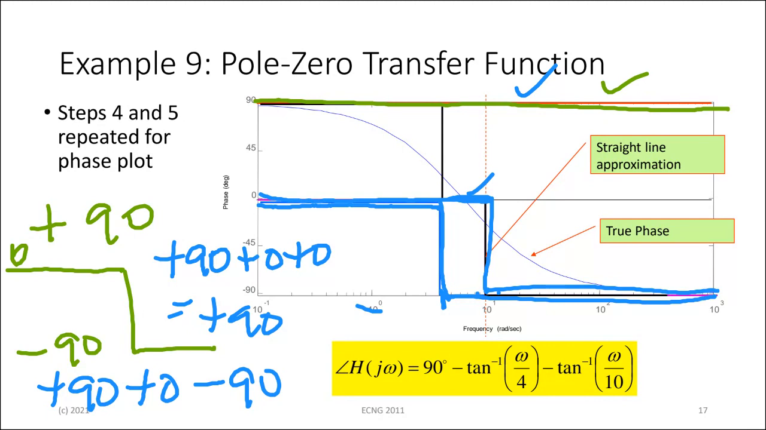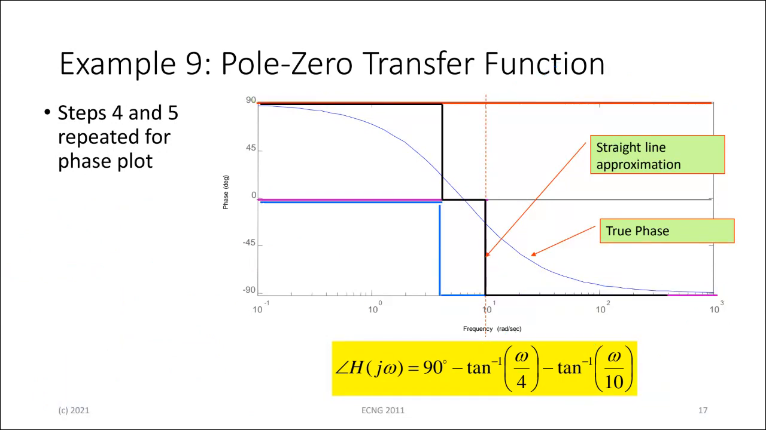And then beyond 10, it's plus 90, minus 90 for the first component, and minus another 90 for the second component. So it's going to land up at minus 90, which is the overall black line here. So this is what my phase plot looks like. The cumulative phase plot is plus 90, then it goes to 0, then it goes to minus 90.